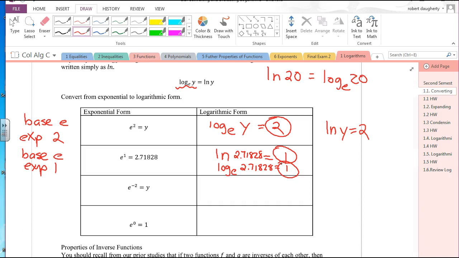Okay, look at this one. The base is what? The base is e. What's the exponent? Exponent is negative 2. When I write this in log form, I'm going to get the log base e. Where will my exponent go? Other side of the equal sign all by itself. And then what's the only number I haven't represented here? y. So the log base e of y is equal to negative 2. What's another way of writing that?